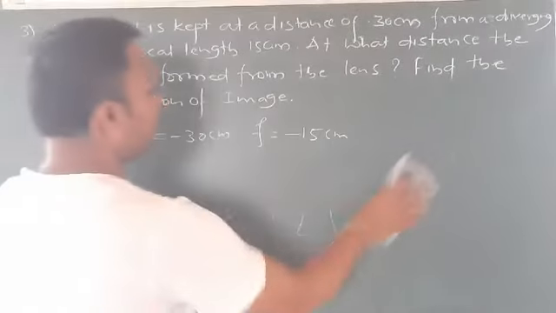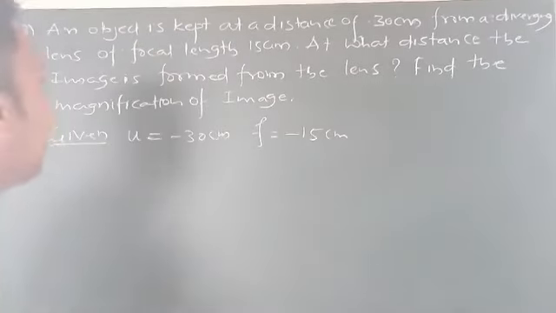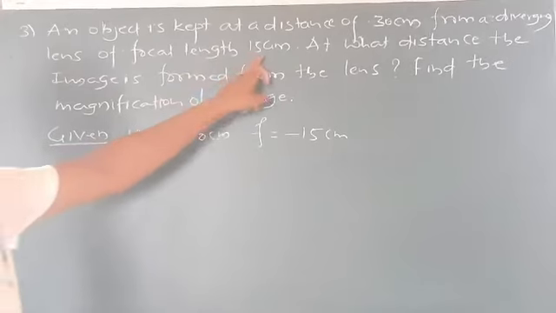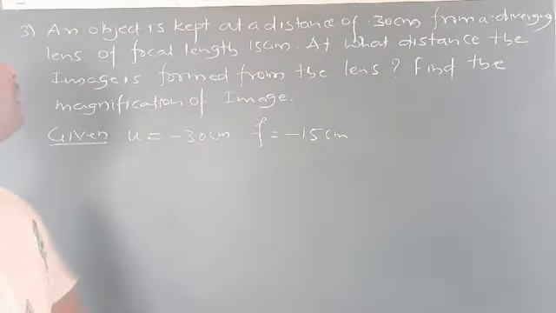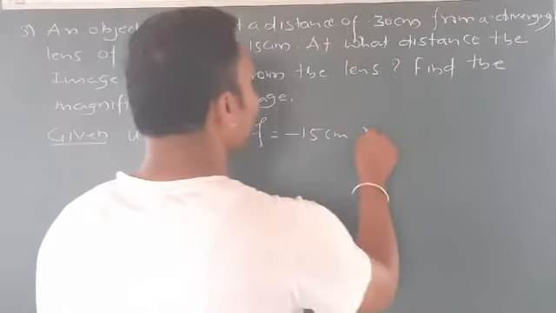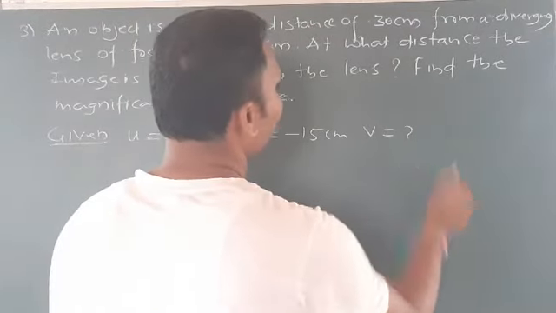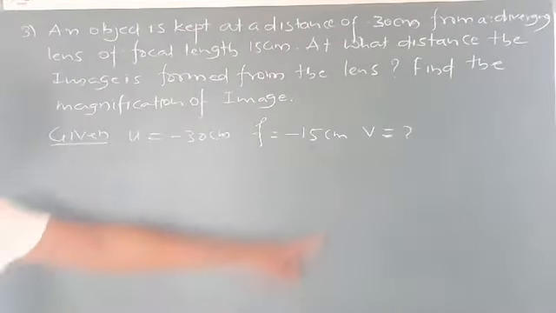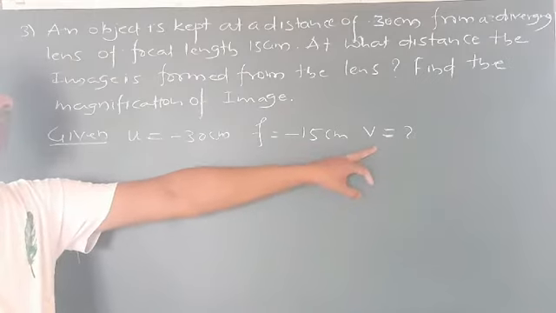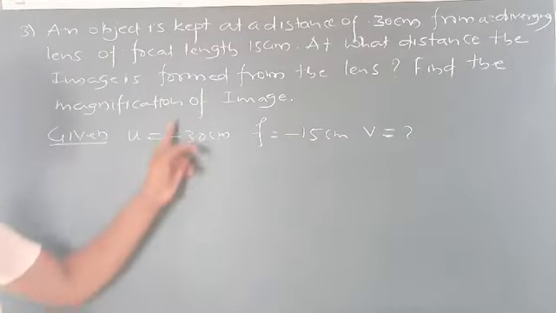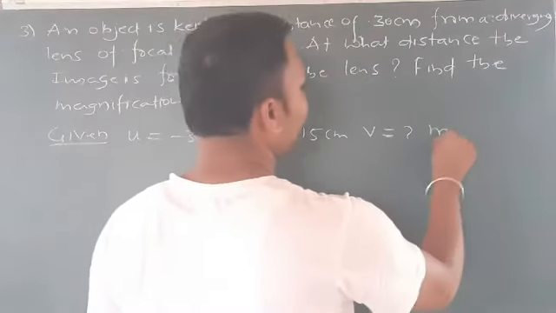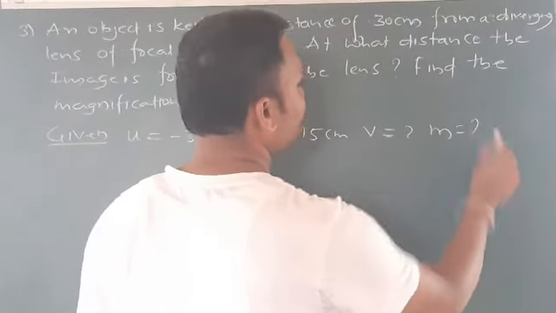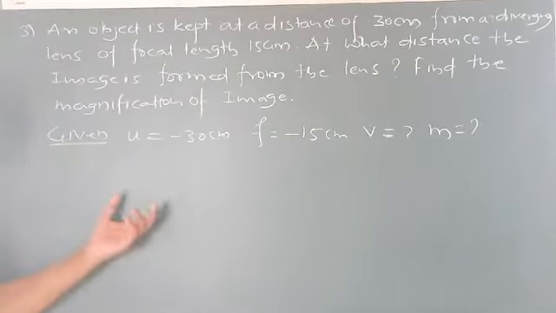Now next, a diverging lens of focal length 15 centimeter. At what distance is the image formed from the lens? We need to calculate the image distance. Also, find the magnification of the image. We need to find m, the magnification.